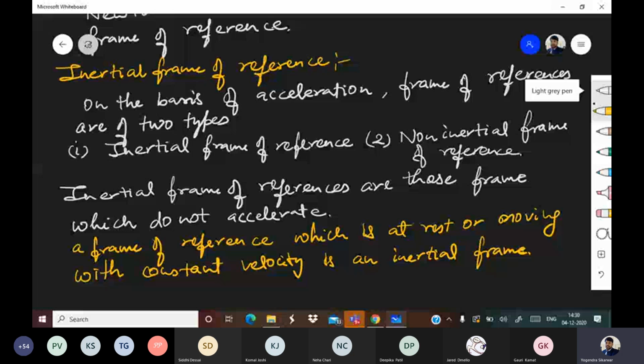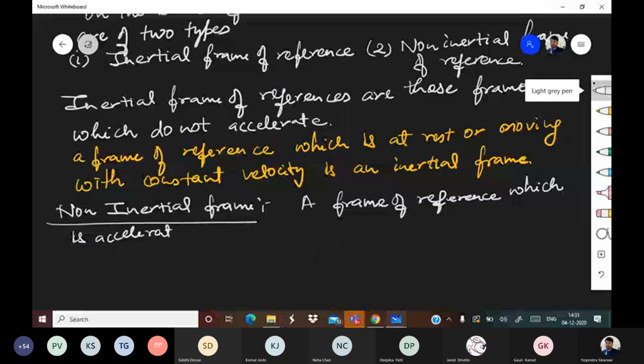So a frame of reference which is accelerated is called a non-inertial frame.